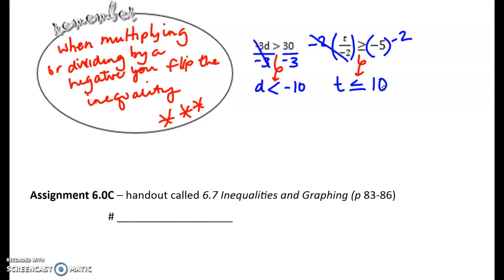Okay, your assignment for this first section, we call this assignment 6.0c, is a handout which you have, or which is attached if you're in Google Classroom, called 6.7 Inequalities and Graphing. You do not have to do all of it, but you do have to do enough to gain an understanding. The answers are attached, so you're able to check your work.